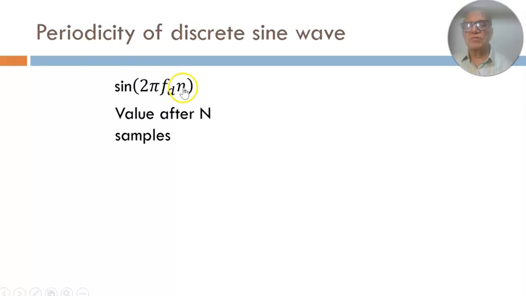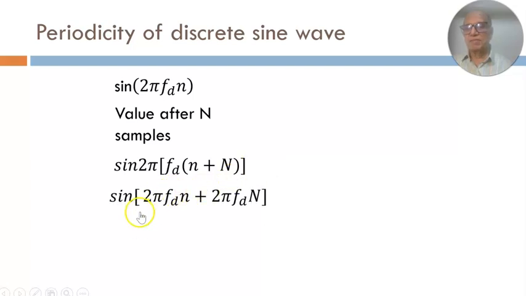So all you have to do is to simply replace n by n plus capital N. That is what you want to do. Then you can write it as sine of 2 pi fd into (n plus N). Now you can expand this. So this becomes sine of 2 pi fd into n plus 2 pi fd multiplied by N.